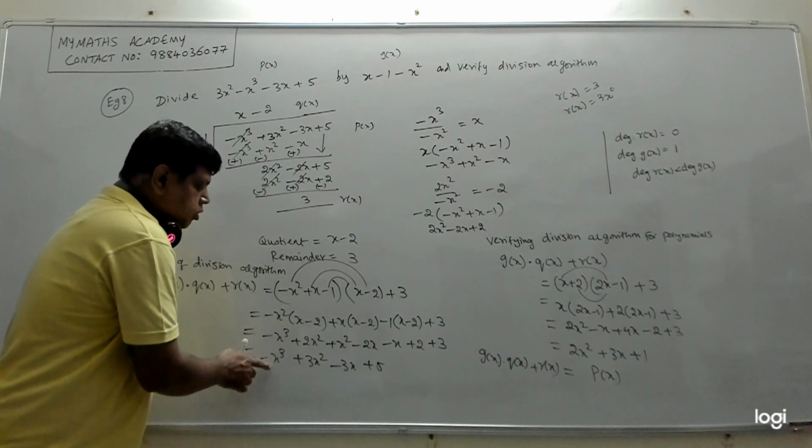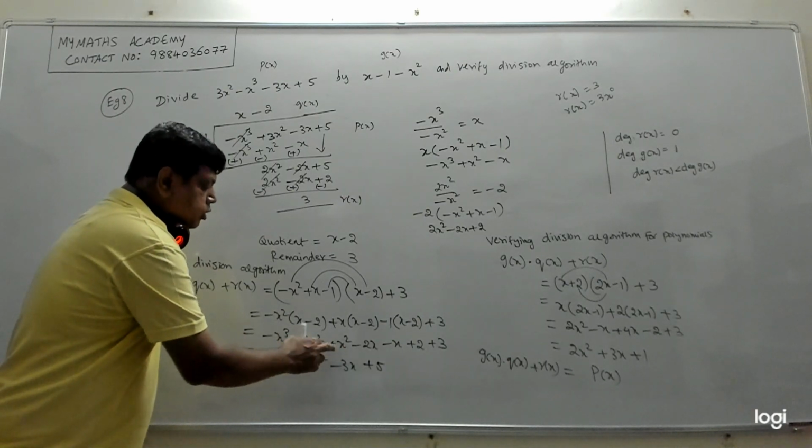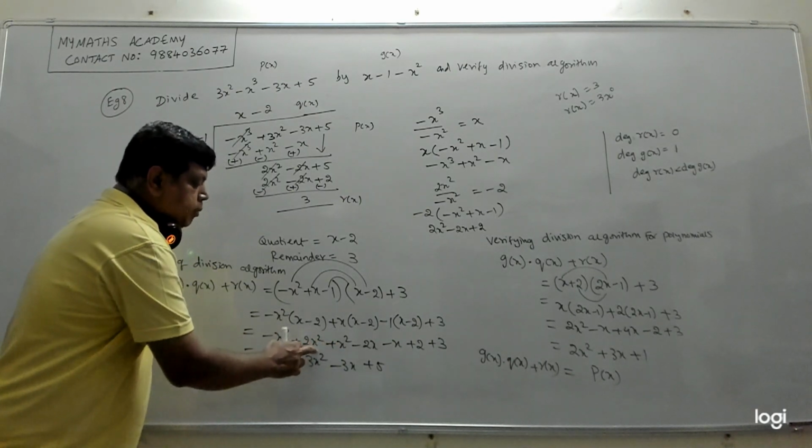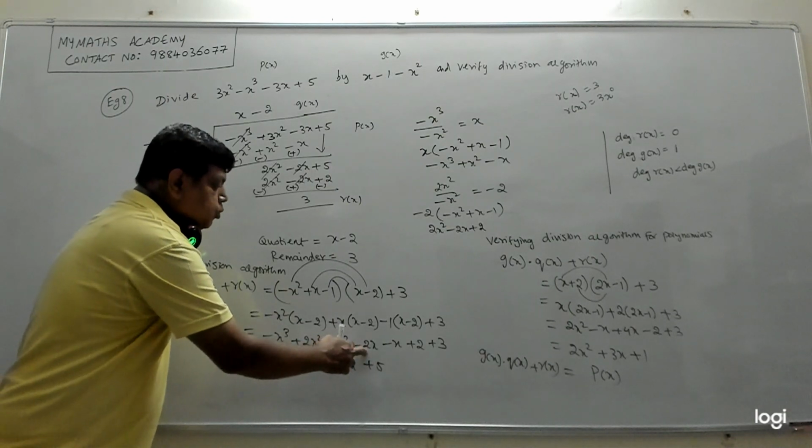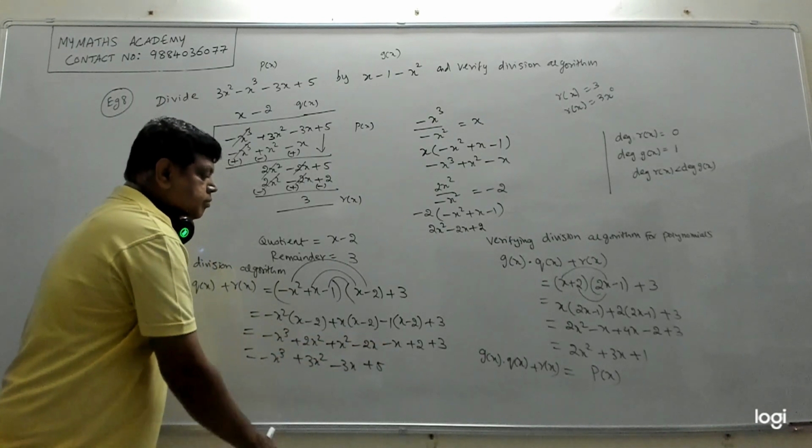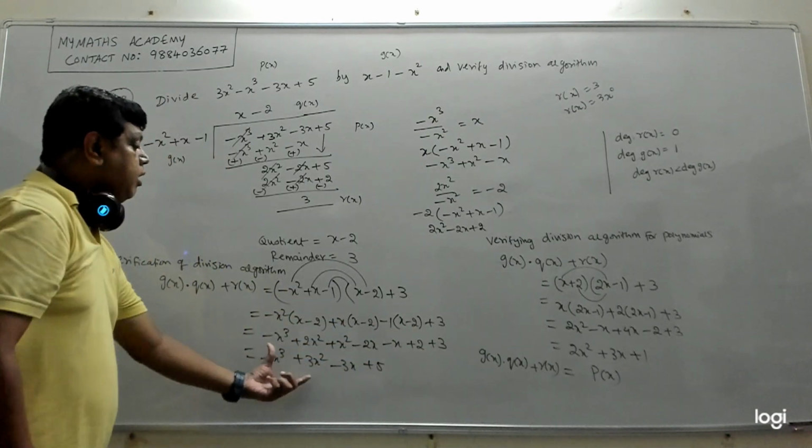Here only x cube is what I have put. Here x square is there, here also x square. 2x square plus x square is 3x square. Minus 2x minus x is minus 3x. Then 2 plus 3 is 5. Now what we got back? We got back this.